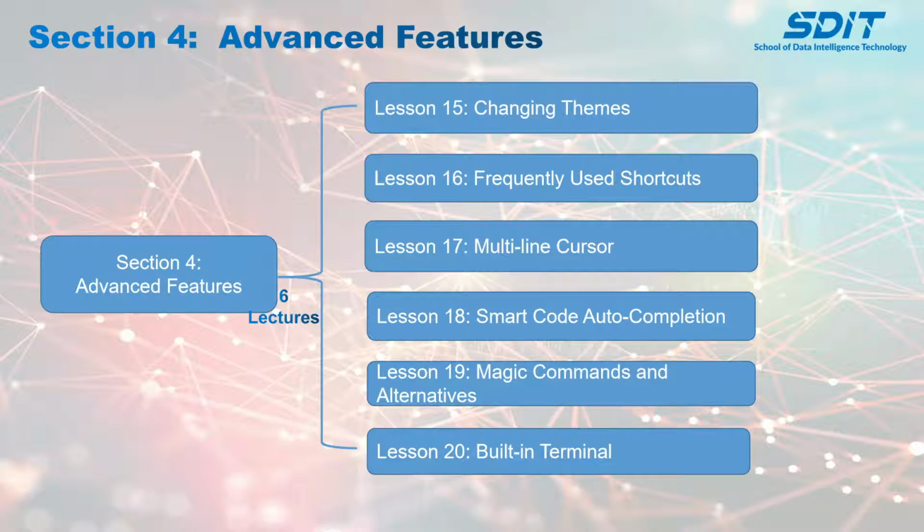Let's come to Section 4, advanced features. This section includes 6 lectures or lessons. Lesson 15, change themes. Lesson 16, frequently used shortcuts. Lesson 17, multi-line cursor. Lesson 18, smart code auto-completion. Lesson 19, magic commands and alternatives. Lesson 20, built-in terminal.